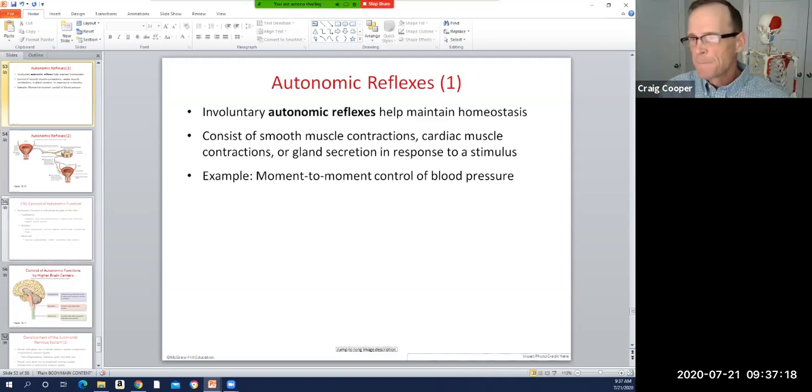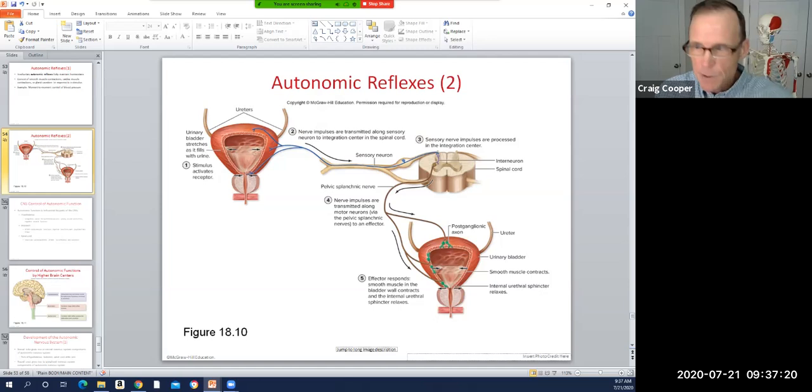All right, last little bit, we'll talk about how the bladder works. Pretty exciting. And then we can take a bathroom break. How about that?